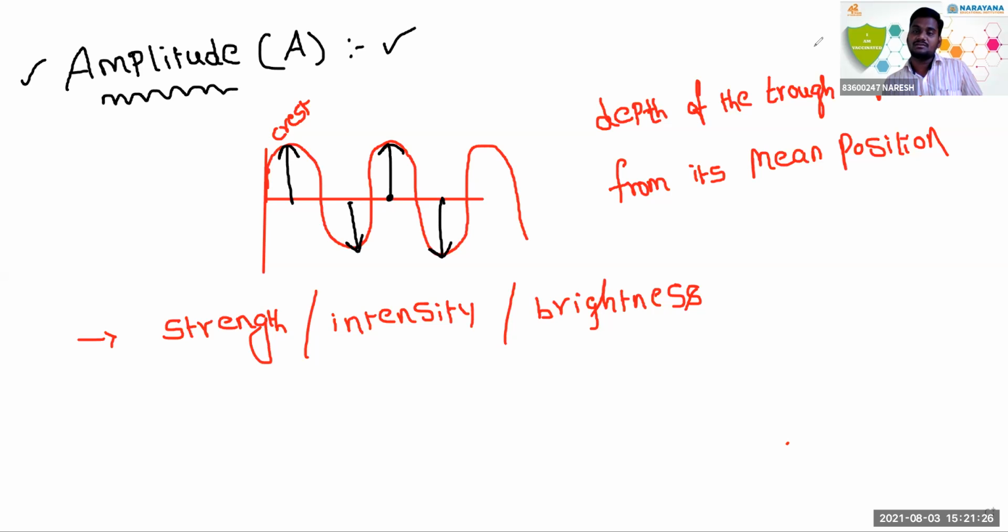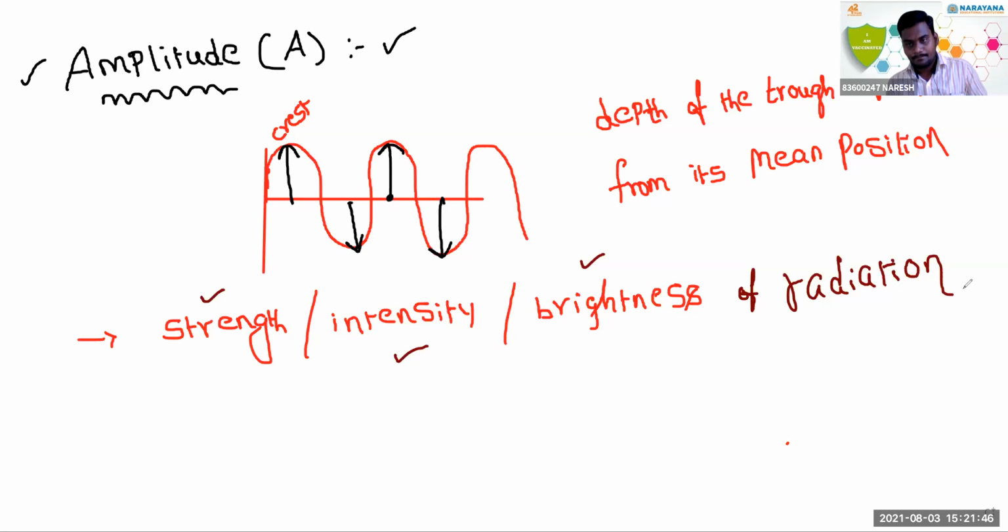Amplitude can determine the strength, intensity, and brightness of radiation.